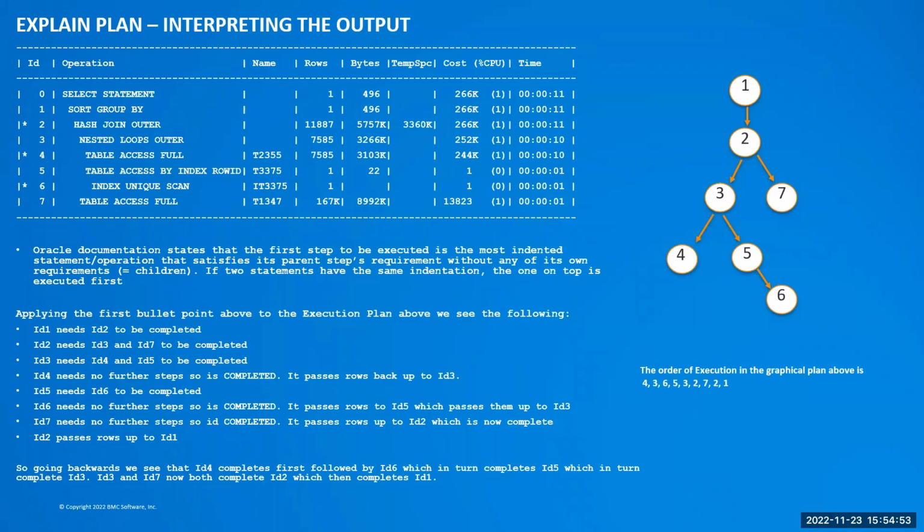3 completes, passes it back up to 2, which is a hash. And hash itself needs 7 to complete. So the order is 4, 3, 6, 5, 3, 2, 7, 2, 1.